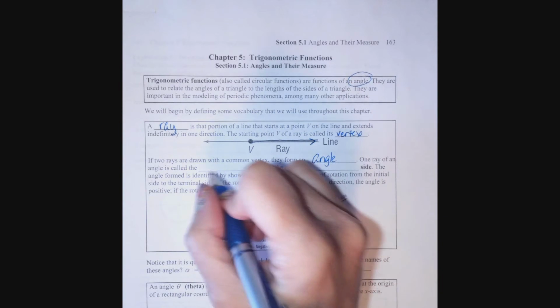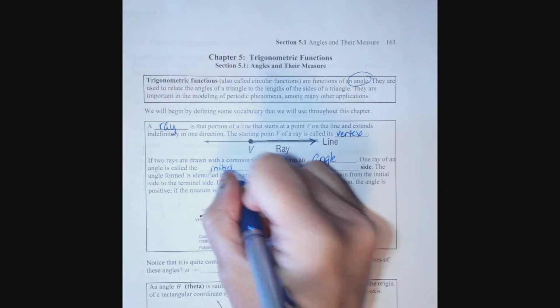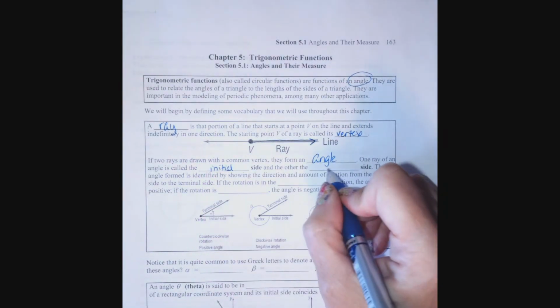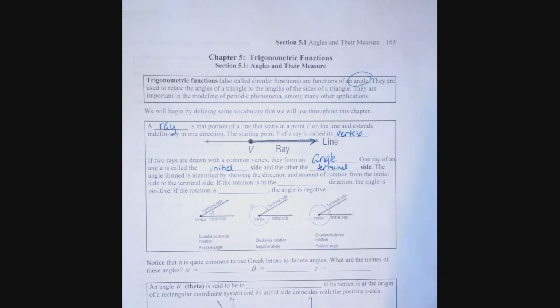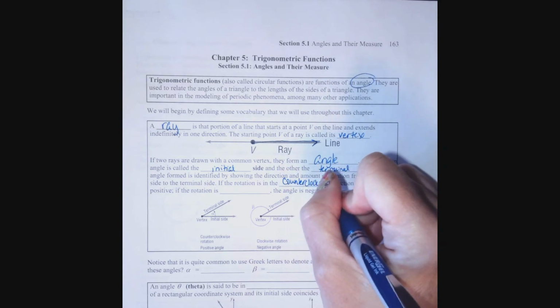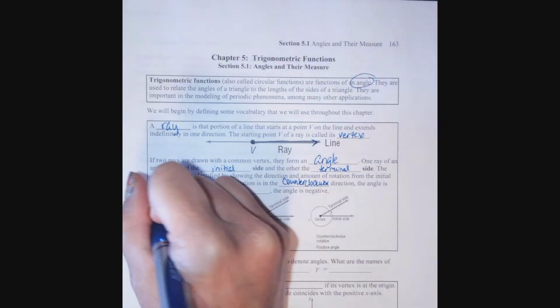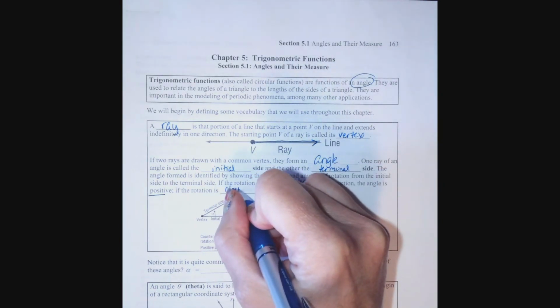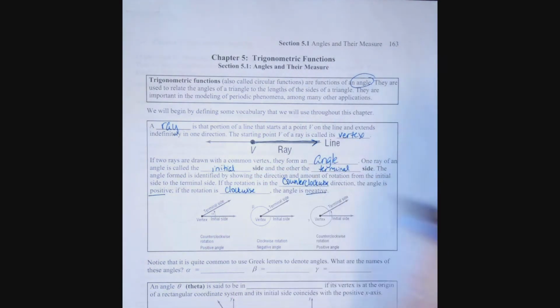One ray is called the initial side. That's where we start measuring our angle. And the other ray is called the terminal side, and that's where we stop measuring our angle. The angle formed is identified by showing the direction and amount of rotation from the initial side to the terminal side. If we have it in standard position, we are typically going to be measuring in a counterclockwise direction, and that gives us a positive angle measurement. If we rotate clockwise, we get a negative angle measure.